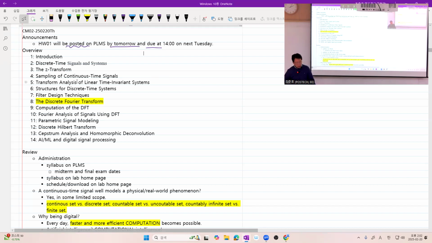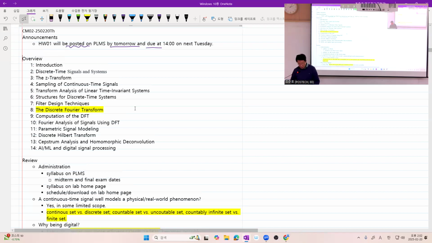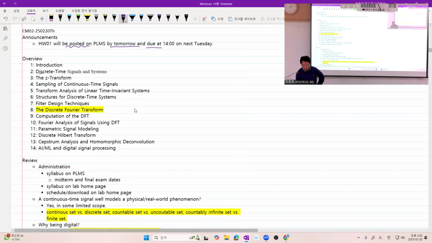Number 3: here goes the overview of the course. We are quickly reviewing the key ideas about discrete time signals and systems now, and we will move to Z-transform, sampling, and so on. And eventually, as I told you, the something completely new will be the discrete Fourier transform. And this is the heart of this course.